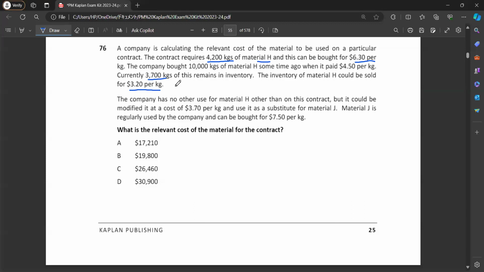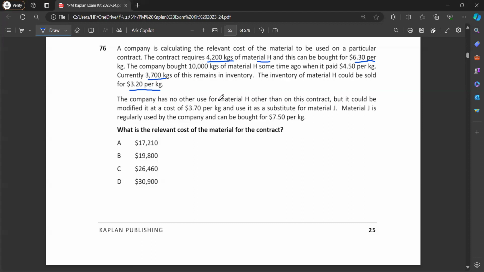That's one part of it. But there is a suggestion that this could also be sold for 3.20. So there is an opportunity cost which is arising here. So each unit can be sold at a price of 3.20. Done. That's one piece of information.